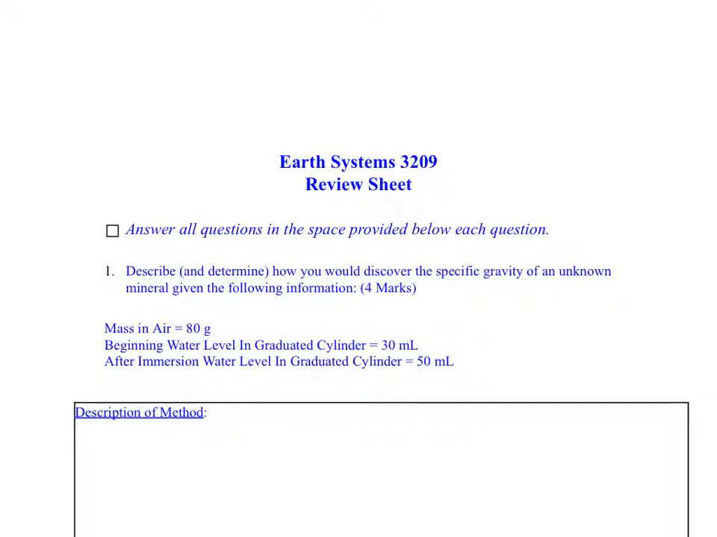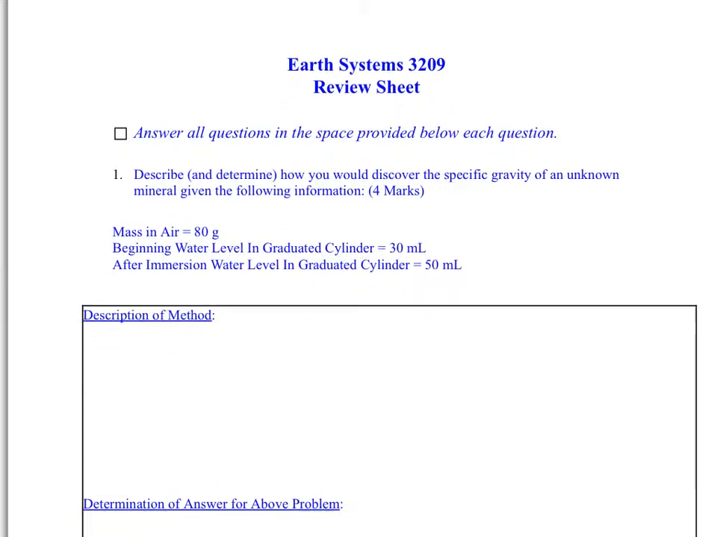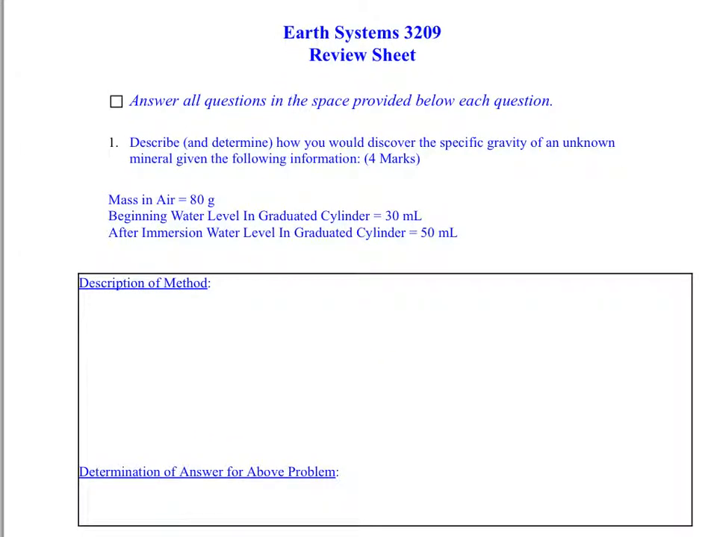All right, so we have a review sheet here, and we have several questions that we need to answer. So I'll start answering the questions now. It says, describe and determine how you would discover the specific gravity of an unknown mineral given the information below.